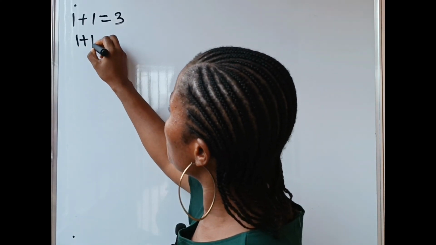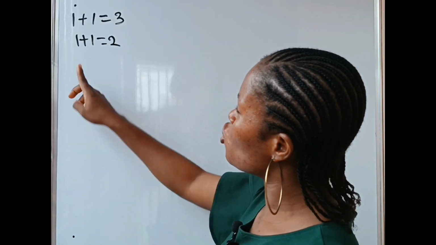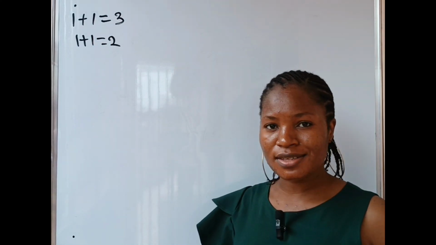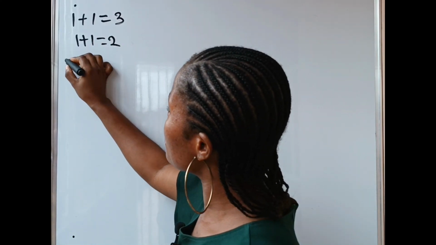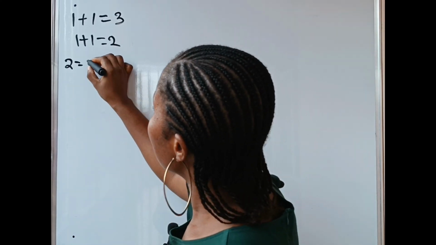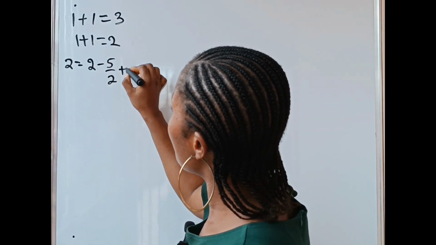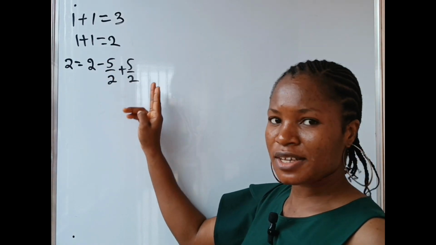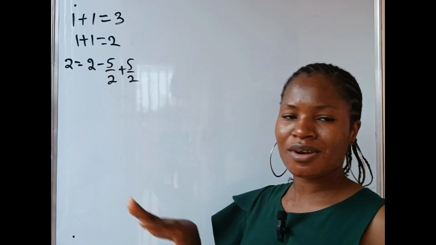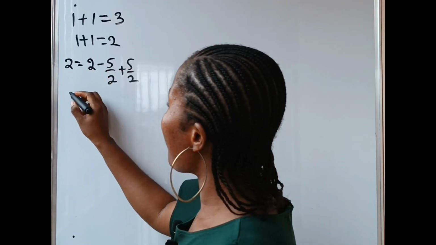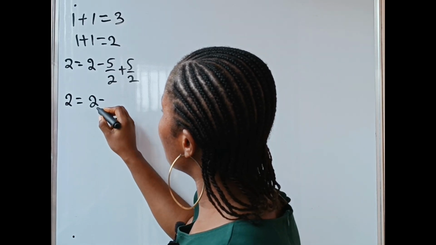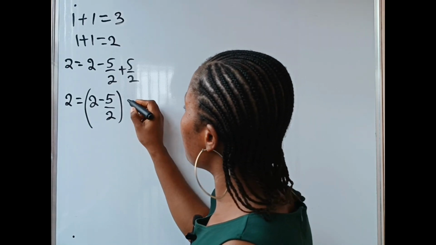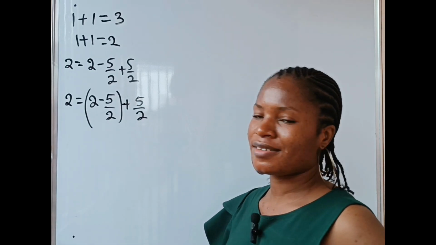Now the truth is that 1 plus 1 is equal to 2. So if I'm able to prove that 2 is equal to 3, that means that 1 plus 1 is equal to 3, right? Okay, so I'm going to start with 2. So 2 is equal to 2 minus 5 over 2 plus 5 over 2. Yes, because minus 5 over 2 plus 5 over 2 will give me 0. So this is the same thing as 2 minus 0. I've not changed anything, okay? Now I have that 2 is equal to 2 minus 5 over 2. I want to consider this as a term plus 5 over 2.